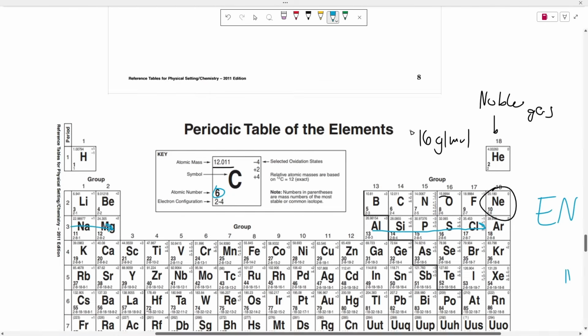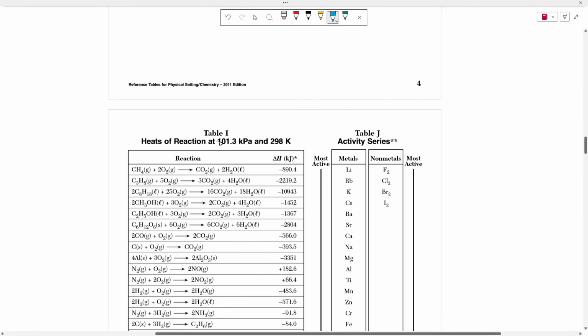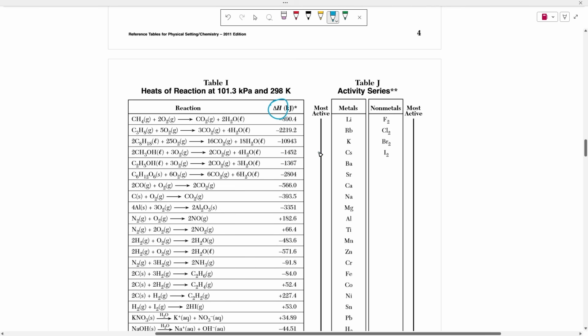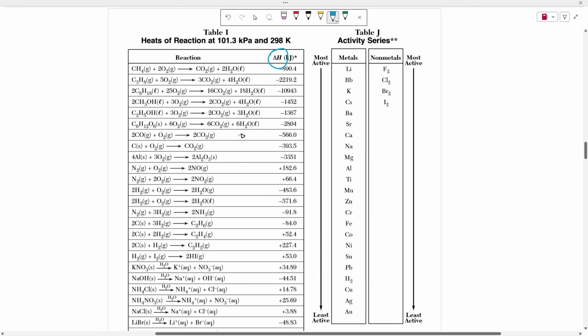So if we look at our table here, table I, heats of reaction at 101.3 kilopascals at 298 Kelvin, this tells us our change in heat in kilojoules, okay? And now we'll look for the formation of NH3. If something is being formed, that means that it is the result, or that it is a product. So which one of these reactions has NH3 as a product? Oh, well, this one does. N2 plus 3H2 turns into 2NH3, okay? And the heat released by this is negative 91.8 kilojoules, okay? Because it's negative, we know that it's being released, so we know that we're also looking at the correct equation here. So notice how this is the heat released for 2 moles of NH3.